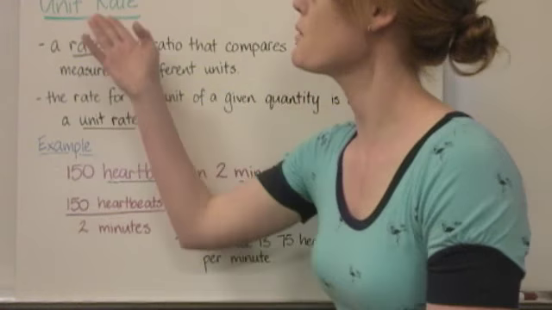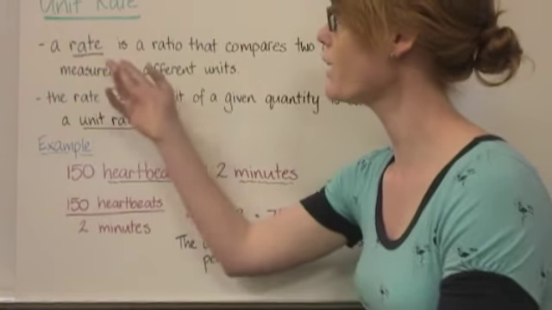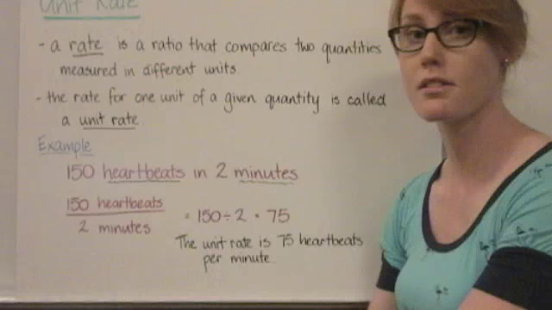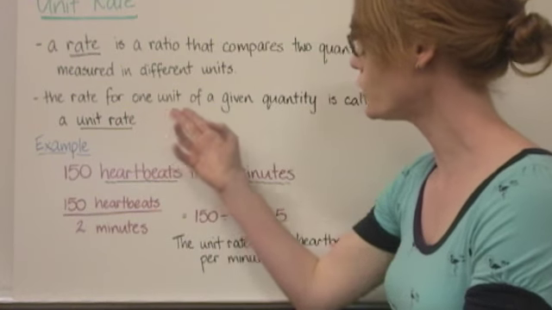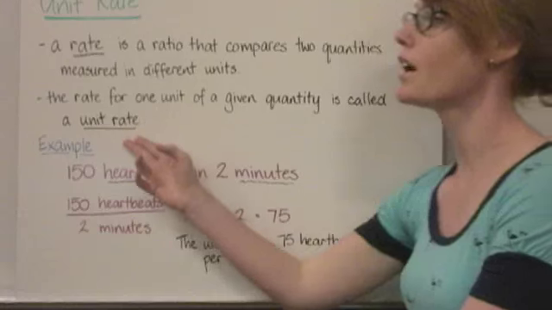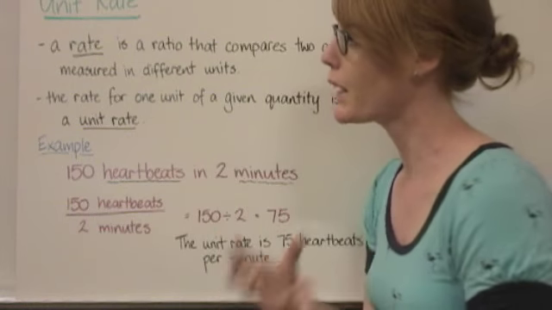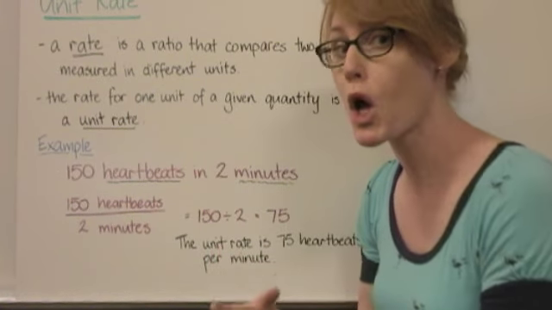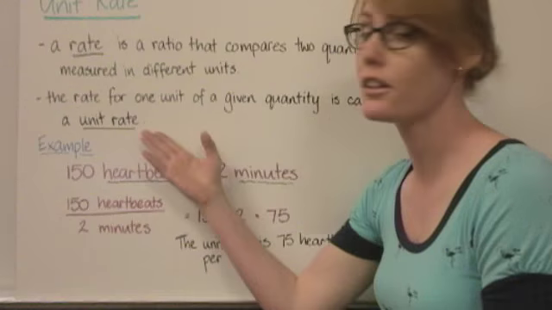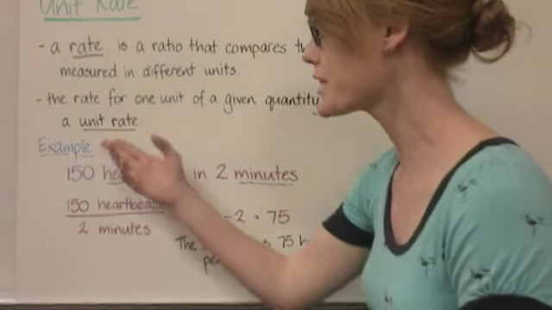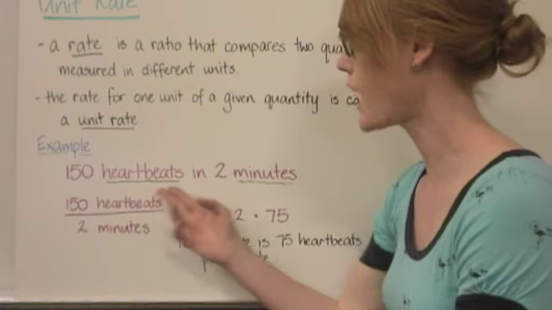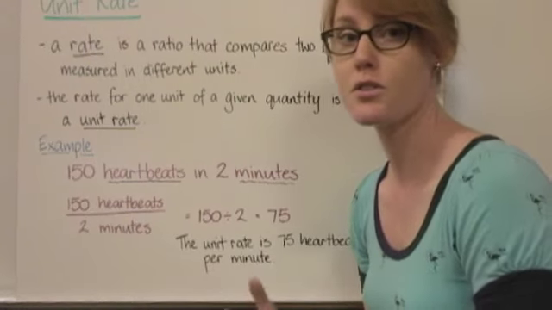Hi everyone, today we're looking at unit rate. A rate is a ratio that compares two quantities measured in different units. The rate for 1 unit of a given quantity is called a unit rate. So when we break it down to find out how much in 1 unit or per unit, then we're finding the unit rate.